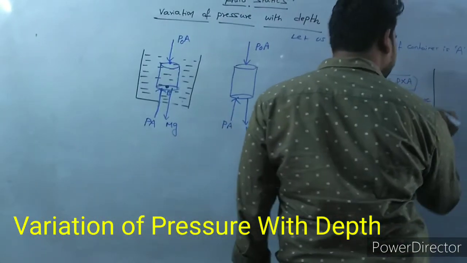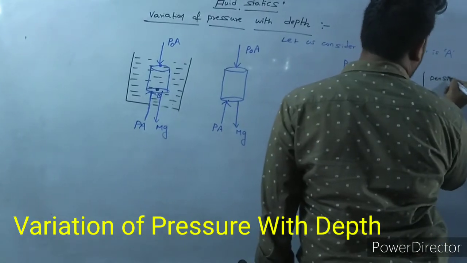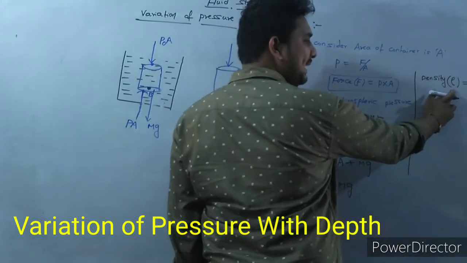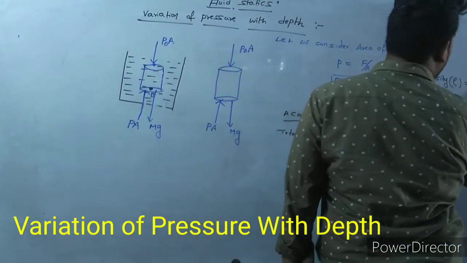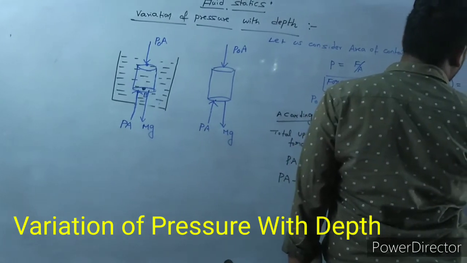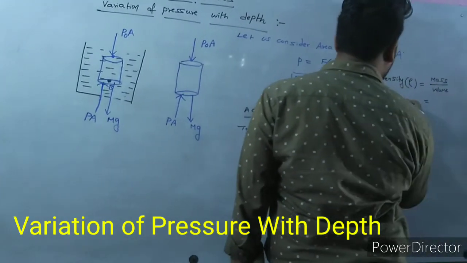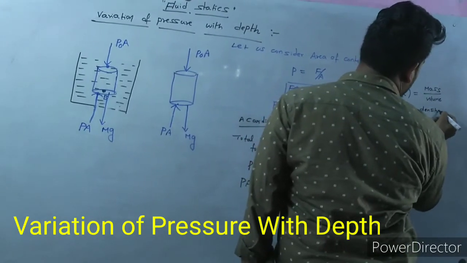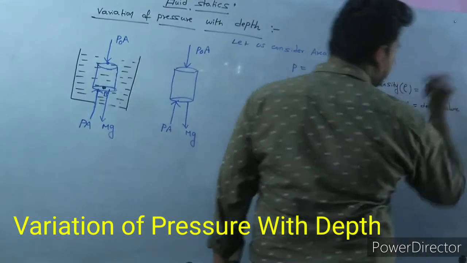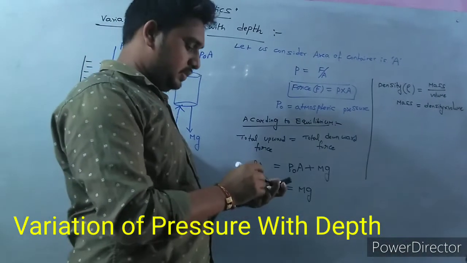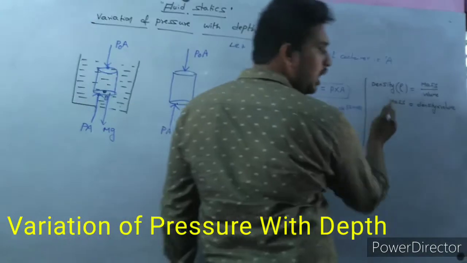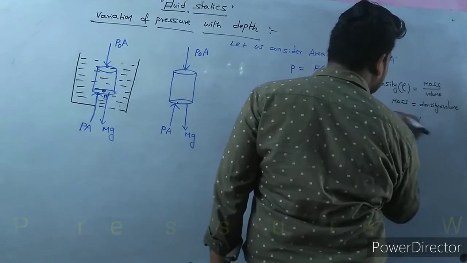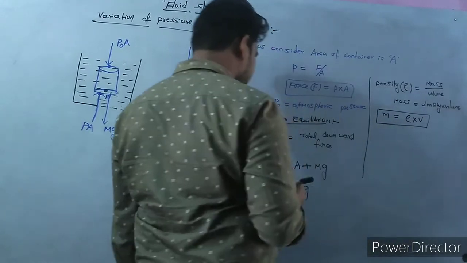Here density is indicated with rho, read as rho. Density is equal to mass by volume. Then mass is equal to density into volume. Mass is indicated with m, density with rho, and volume with V. So mass is rho V.